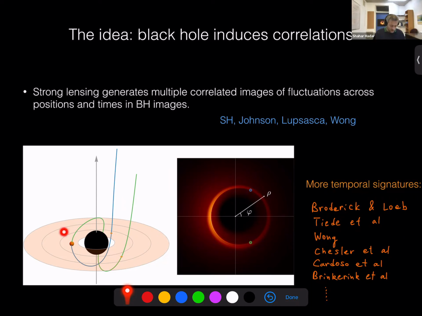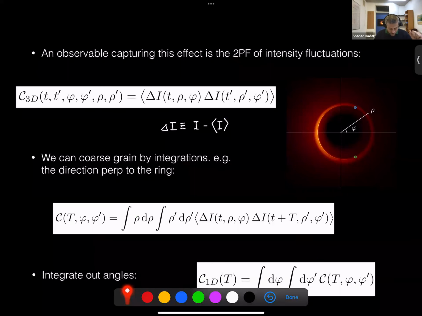Okay, so if we have this stochastic source here, which flares all the time in different places, different times, all this emission here will look very noisy, but it actually will have correlations within it. And we define this observable, which captures this effect, which is a correlation function on the screen of the intensity fluctuation. Delta I are the intensity fluctuations. Rho and phi are polar coordinates on the screen of an observer, and t is a time.